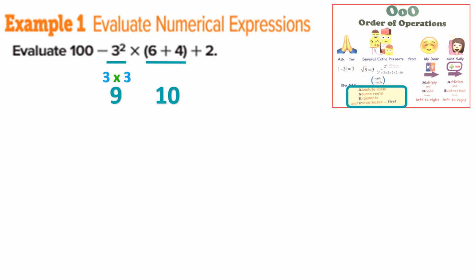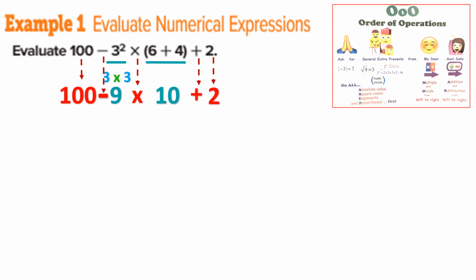Now I'm going to rewrite my math problem. Once again, I do not expect the red arrows to be shown on your paper, but I do expect the next math problem to be shown, which is 100 minus 9 times 10 plus 2. In 7th grade, 8th grade, and your high school math classes, your teachers are going to expect the exact same thing. This is the way that mathematicians make sure that they don't make any mistakes.